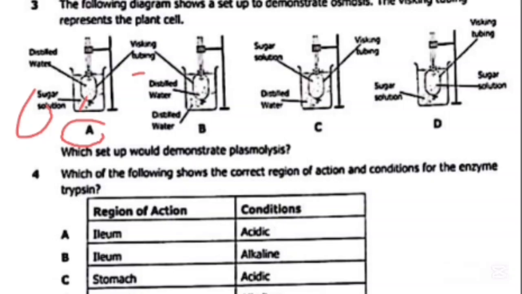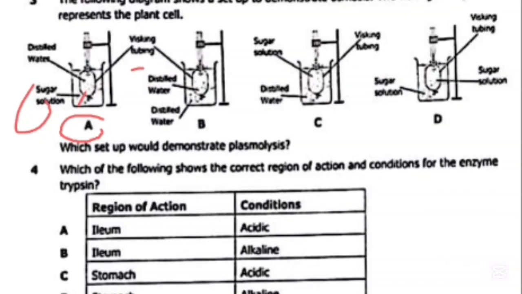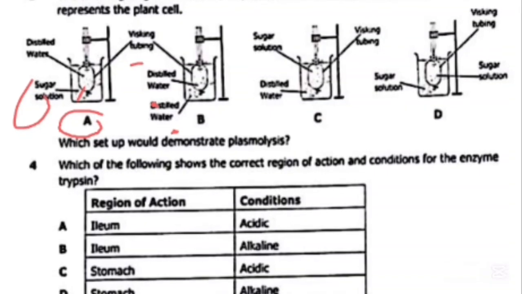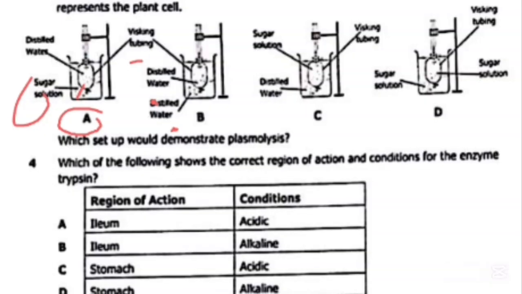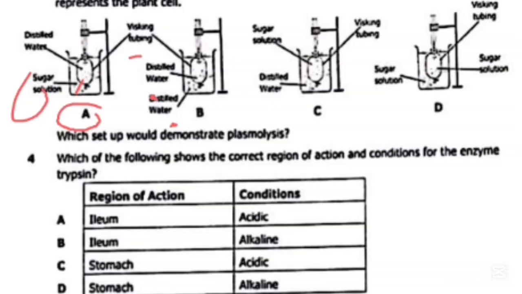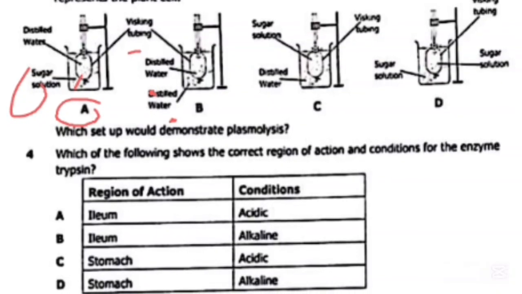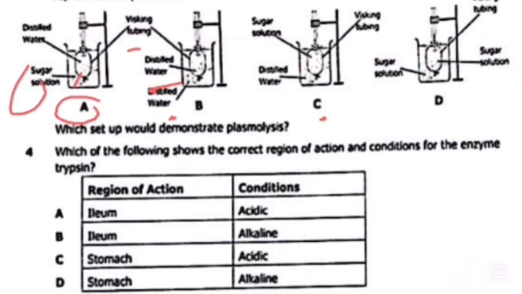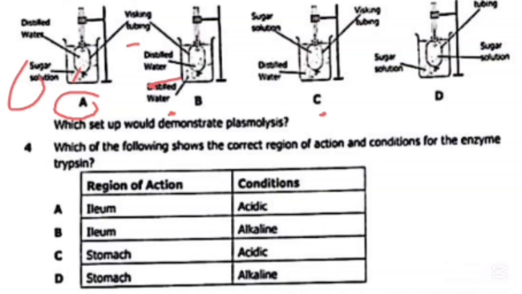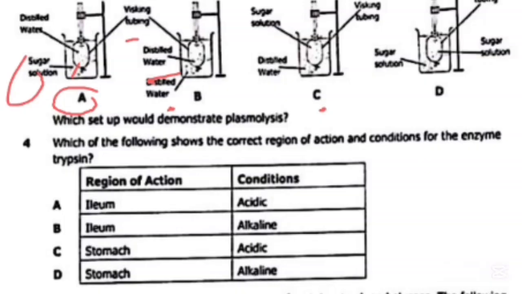Why is B wrong? We have distilled water inside and also distilled water outside. Here you can see that the solution is balanced. This solution is what is known as the isotonic solution. Then when we talk about sugar solution inside and distilled water outside, this is the opposite of A. So water won't move outside the cell, but it will move inside the cell, causing the cell to swell. Then D is the same as B.